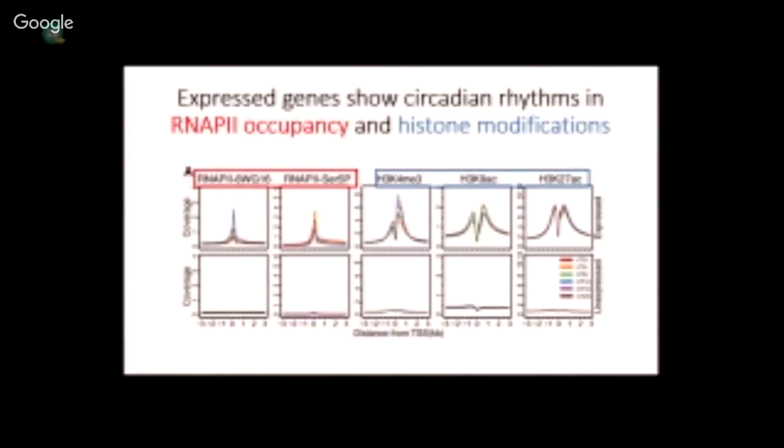But in contrast, in the unexpressed gene groups, none of these modifications show circadian rhythms.